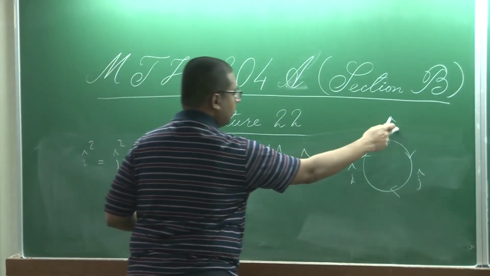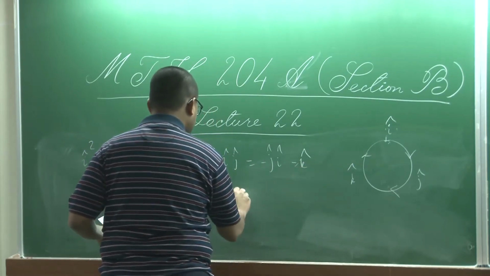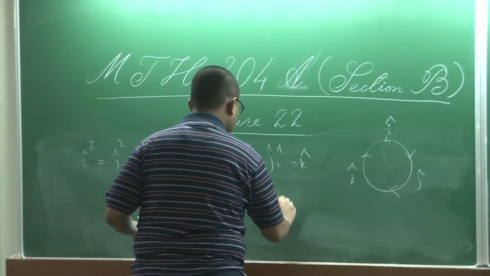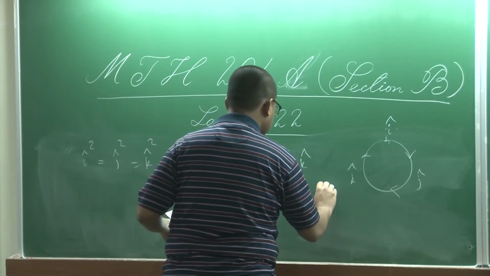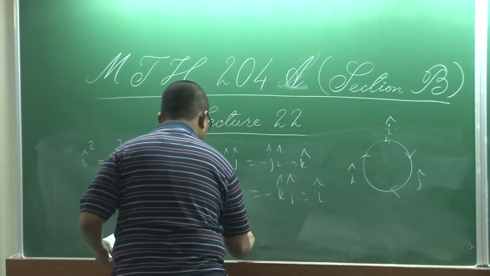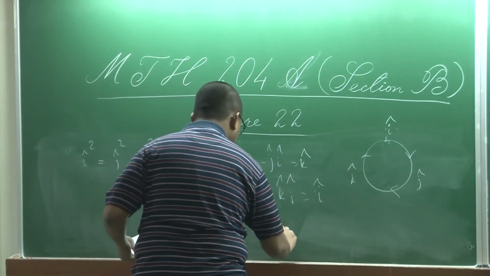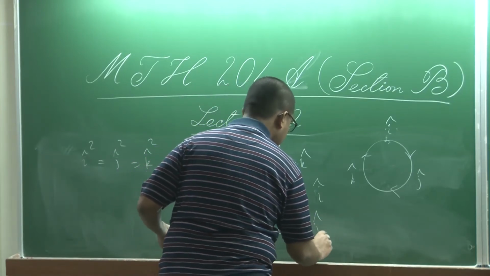So the product of i and j will be k, then the product of j and k, of course, this will be i, and k and j will be minus i, okay. j and k. Similarly, k and i will be j, and k and j will be minus i.